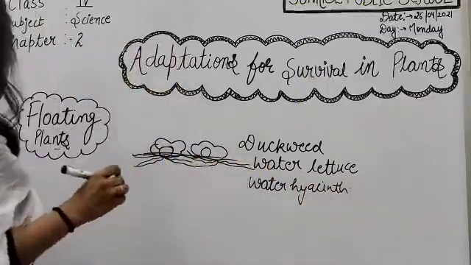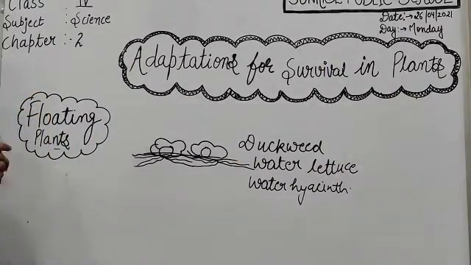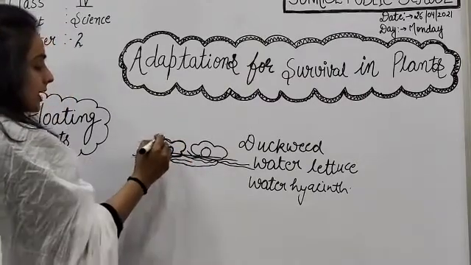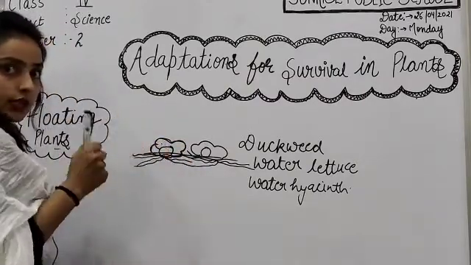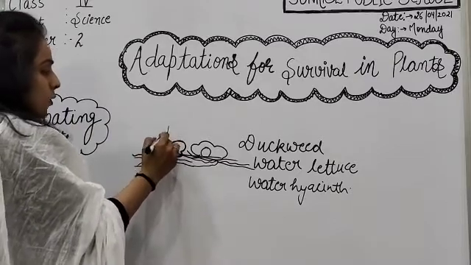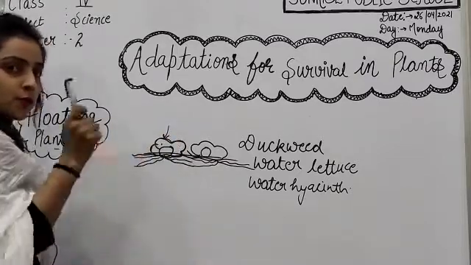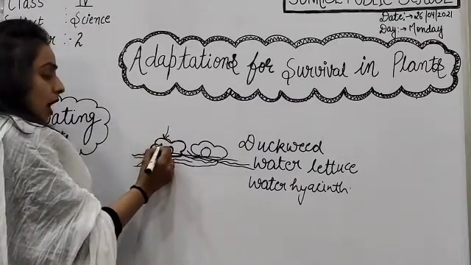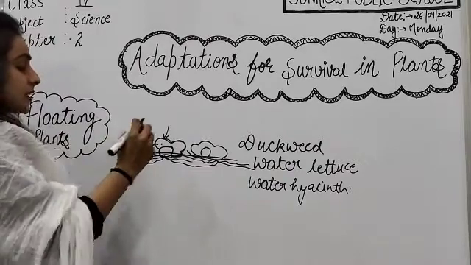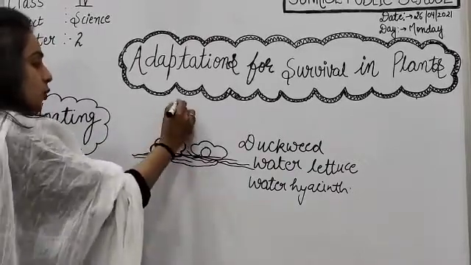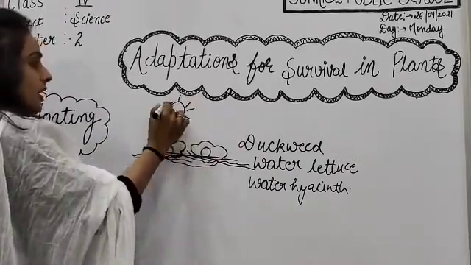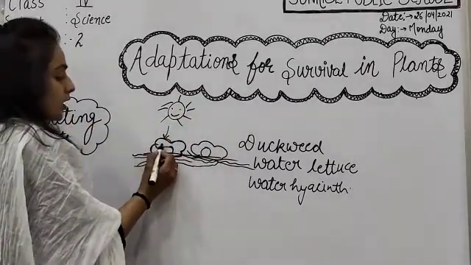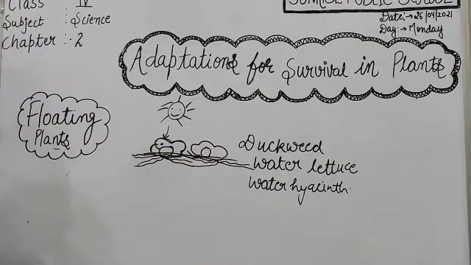These are examples of floating plants, and the leaves which float on the surface have chlorophyll in them. That's why these leaves perform photosynthesis and prepare food for the plant. The chlorophyll is present on the upper surface of the leaves, because this is the only part exposed to sunlight. That's why it has chlorophyll on the upper side of the leaves.